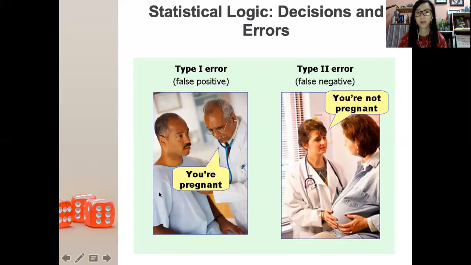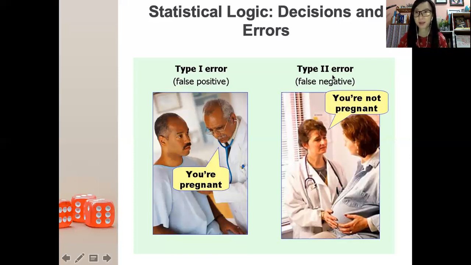So in other words, actually, you have to accept the null hypothesis that the man is not pregnant. So the null hypothesis is the man is not pregnant. The alternative hypothesis is the man is pregnant. But because there is something wrong with the statistical procedure, the result shows that the man is pregnant. So you reject your null hypothesis and accept your alternative hypothesis, right? So that's the type 1 error. It's supposed to be no relationship or no difference, but you accept it the other way around.